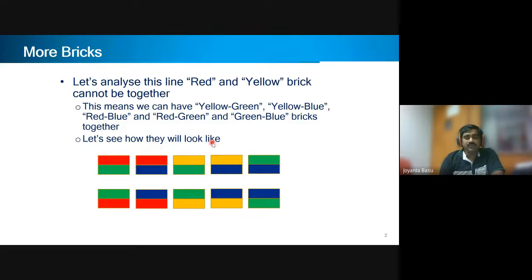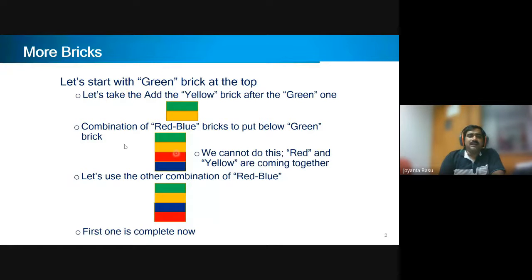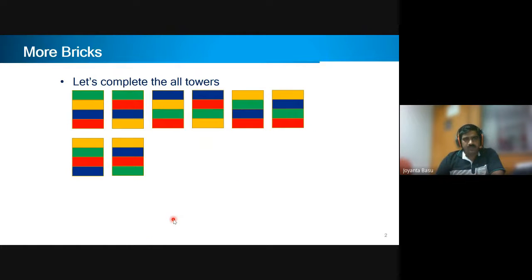Let's see how this will look. So these are the probable combinations. Only we cannot take red and yellow together. So we can start thinking like this: let's add the yellow brick after the green brick. So this way we try to finalize, one by one, and then we complete one tower. For example, it starts with green, so after that blue, yellow, blue and red is possible. So these are the different combinations. If we think this way, we can probably complete all the possible towers.